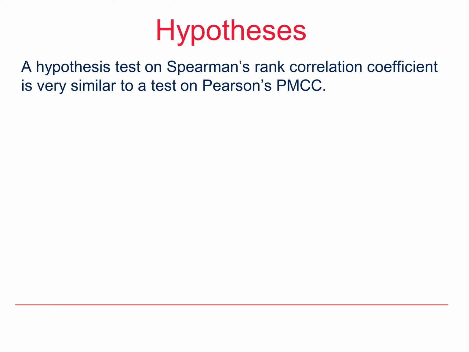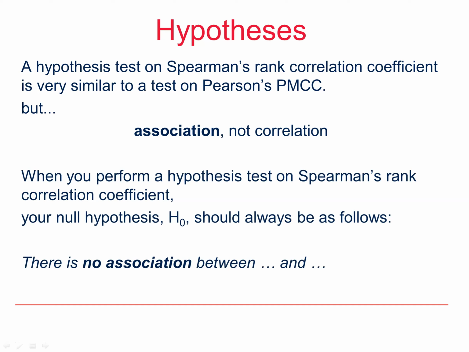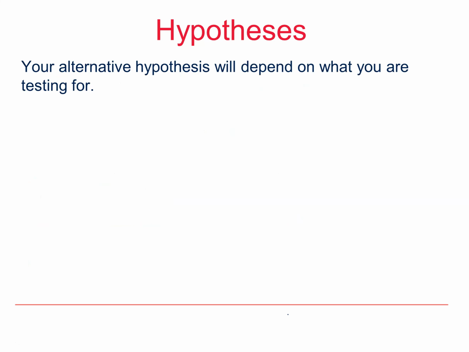The really important thing to remember is that we are testing association and not correlation, so that your null hypothesis will look like this. The hypothesis needs to be in words, with no alternative using rho, because we don't define Spearman's rank correlation coefficient on the whole population, only on a sample. The null hypothesis is always the same, but the alternative hypothesis can vary.